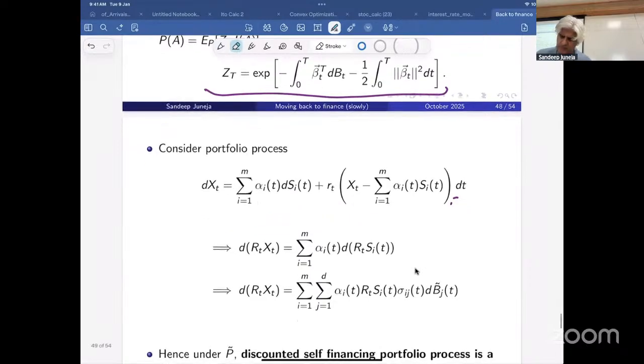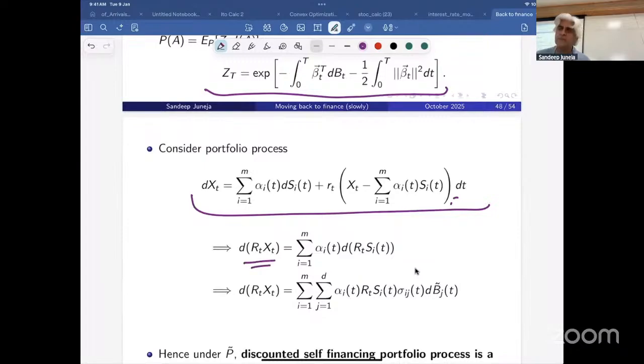Okay, now we just simplify this. We want to show that this is going to be a martingale, under the right change of measure that we've already found. So this we can rewrite. We'll look at not dXt, but d(rt Xt), and that's rt dXt plus Xt drt, right? We want to show that's a martingale.